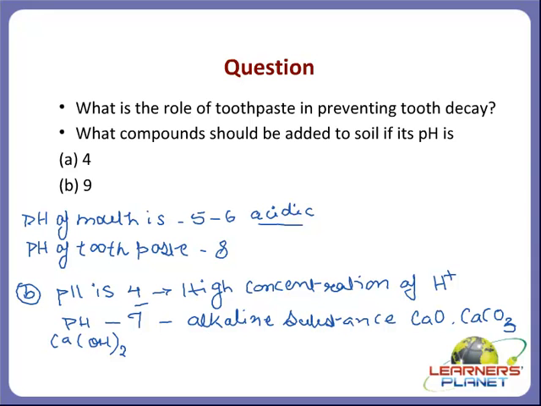Clear? Now the next case is when the pH is 9. pH is 9 means it is in the alkaline range, right? So when pH is 9, it is in what range, children? Alkaline. So pH is 9, this is alkaline.